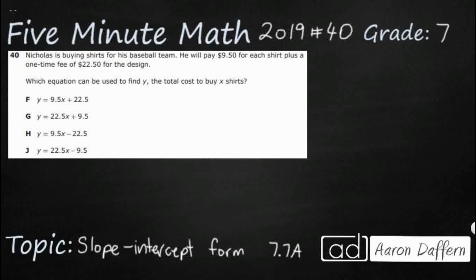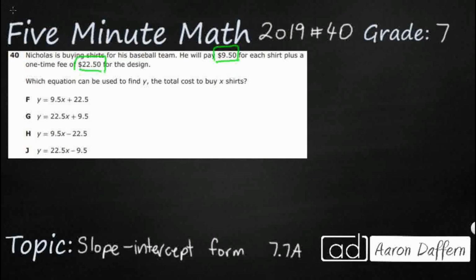So Nicholas is buying shirts for his baseball team. He's got $9.50 for each shirt plus a one-time fee of $22.50 for the design. So we need to find this equation here. Obviously we're going to be using these two terms, $9.50 and $22.50, which in our F, G, H, and J just shows up as 9.5 and 22.5.